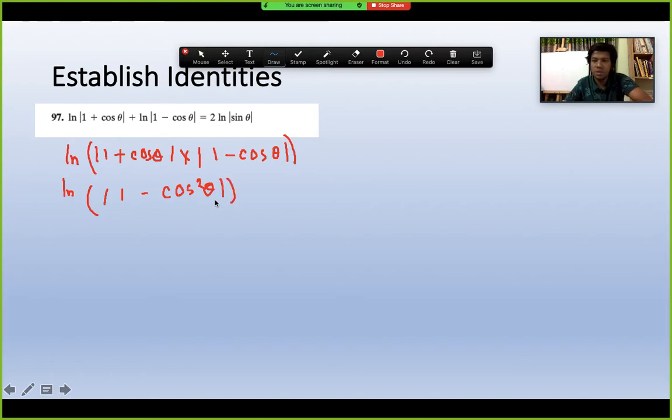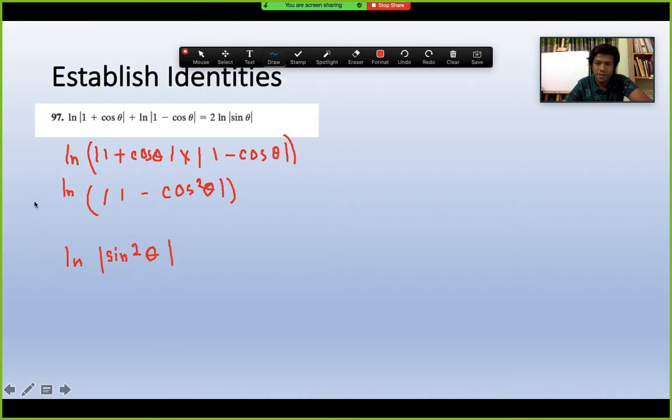This is coming from (a plus b) into (a minus b), which means a square minus b square. So 1 square equals 1, that's why we keep it as it is. Then this is 1 minus cos square theta, which means sin square theta. So we can write sin square theta here, and as usual, the modulus sign we will keep.